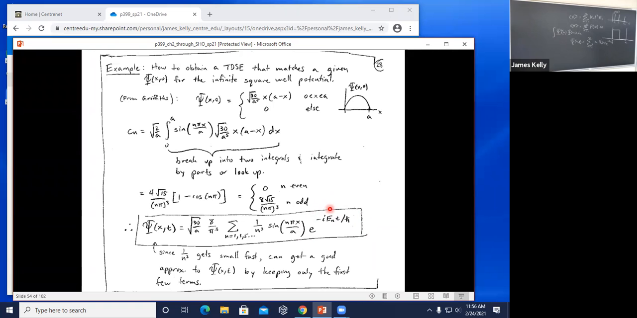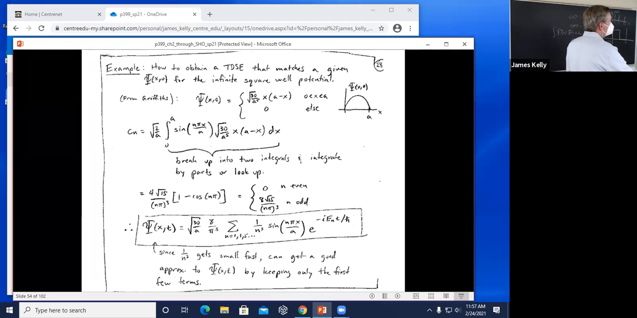Okay, and again, since it's 1 over n cubed, those CNs get small really fast. This thing doesn't get small as a function of n, but the 1 over n cubed gets small fast, and therefore these terms are getting small sufficiently fast that you could maybe just keep the first 5 terms, and you'd get a pretty good approximation to what the wave function looks like as a function of time. Now it's complex because that last factor is complex, but it's going to be moving around and wiggling and jiggling in the complex sense as time goes on.